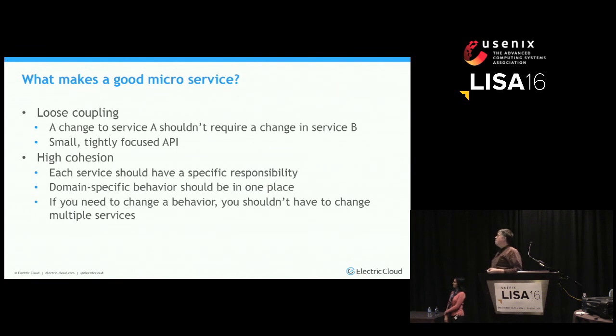Good answer. All right. So what makes a good candidate for a microservice? Loose coupling, right? If I need to make a change to service A, and that forces me to make a change to service B, those things are more highly coupled than I thought. You want to think about that. Small, tightly focused APIs. A microservice with 600 different REST endpoints is probably not as micro as you intended it to be.